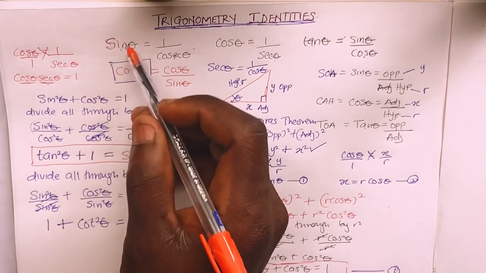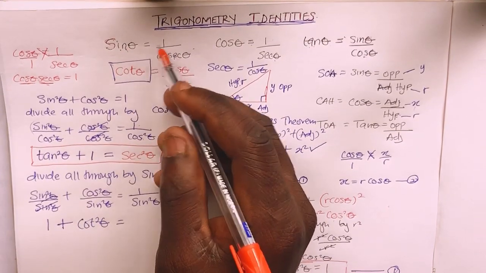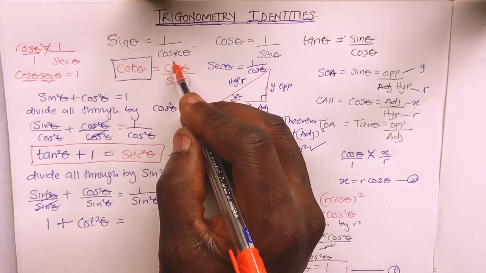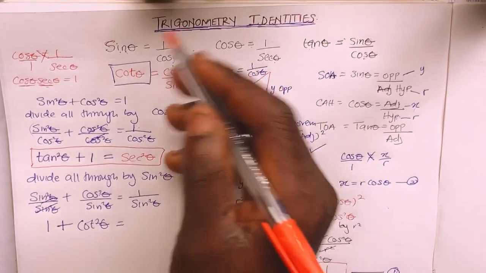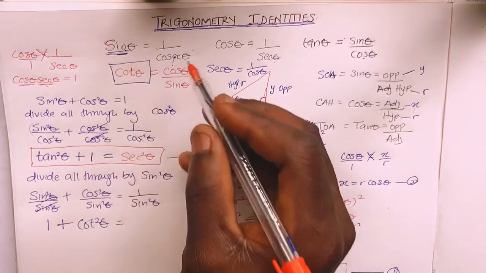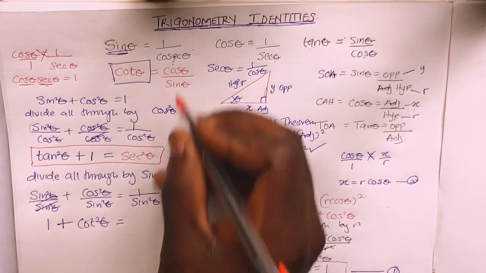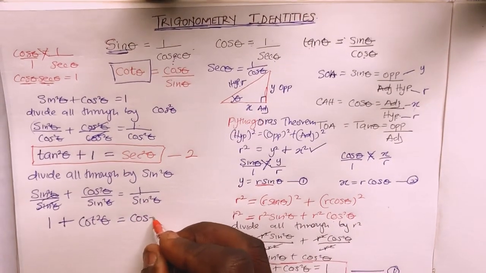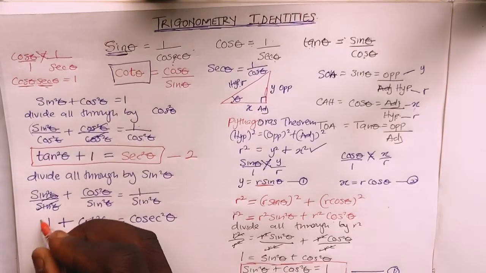Because sine theta is what? Is inversely proportional to what? My cosec theta. That means cosec theta is also what? Inversely, directly proportional to what? Directly proportional to my sine theta. That means I will be having 1 over sine squared to be what? To be cosec squared theta.